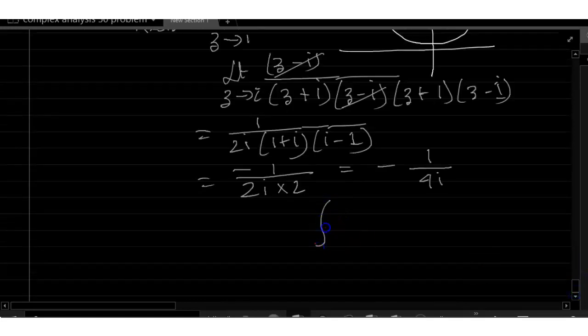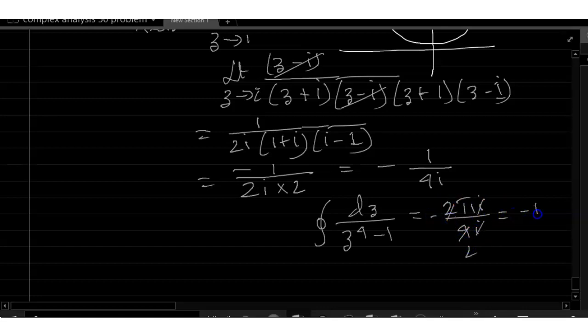So I get the residue as this, so my integration is 2 pi i times minus 1 by 4i. So this cancels, this cancels, so I get minus pi by 2.